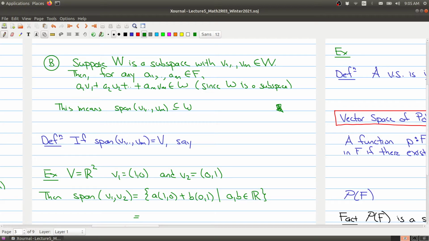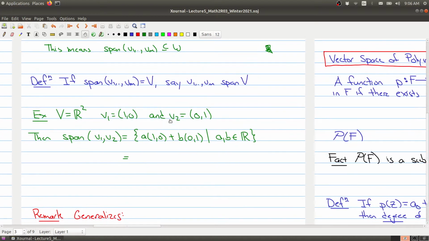Now, important terminology is given in the next definition. We say that if the span of your vectors, V1 through Vm, is actually equal to the whole space V, we say that V1 up to Vm span V. Okay, so these m vectors are enough to get all the elements of V. And you would have seen this in Math 1B03.